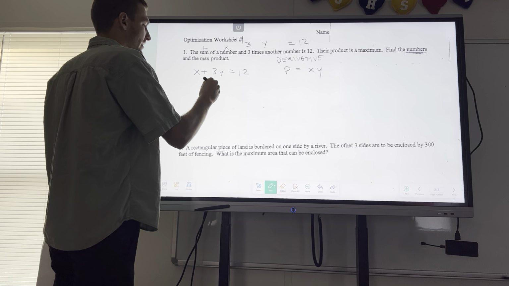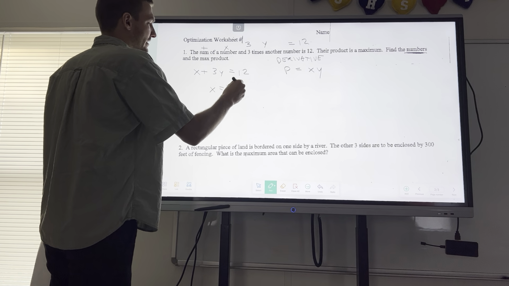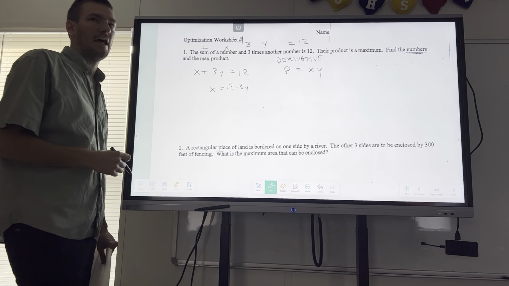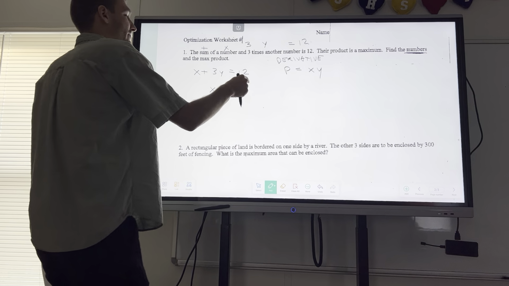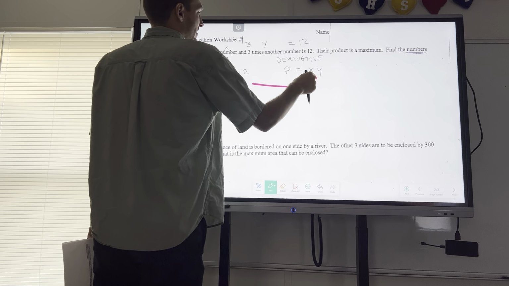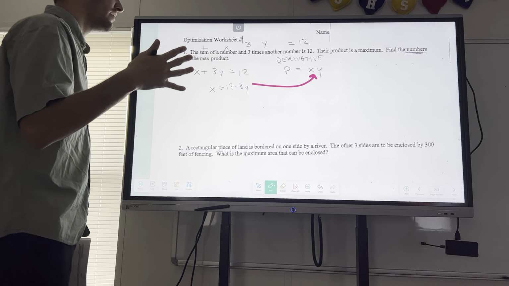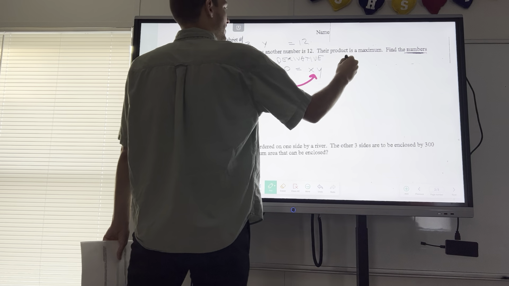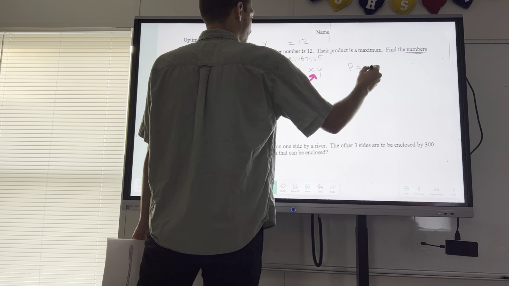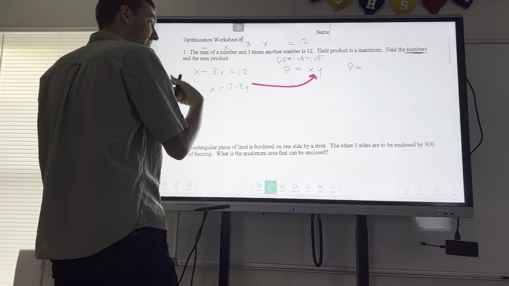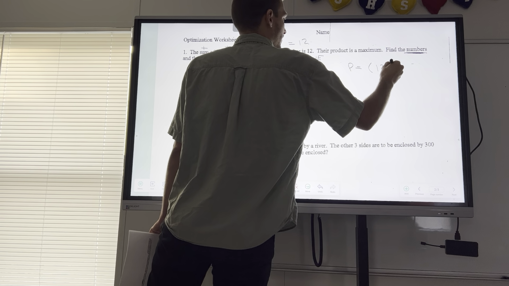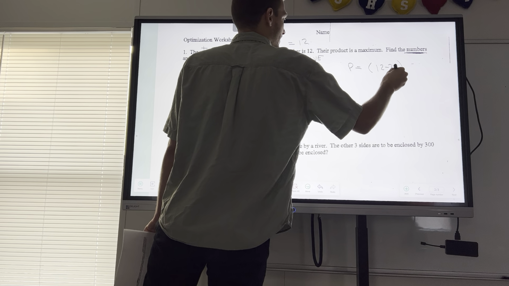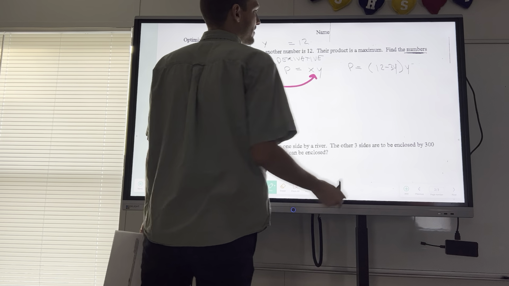Minus 3y on the other side, x equals 12 minus 3y. And that on its own doesn't look that helpful, but if we take that and put it into the other side over there, the product is equal to, well, x is equal to 12 minus 3y. So I'm going to replace my x with 12 minus 3y. And then we have another y here.